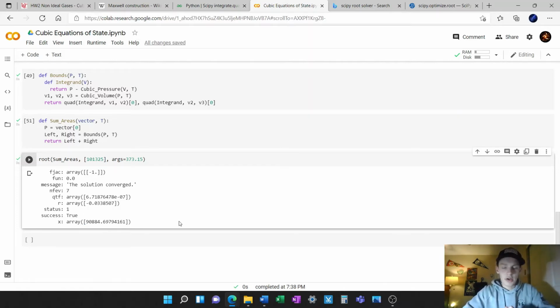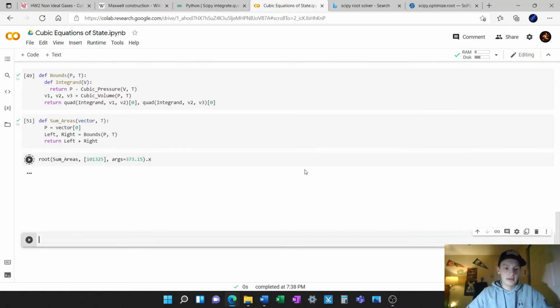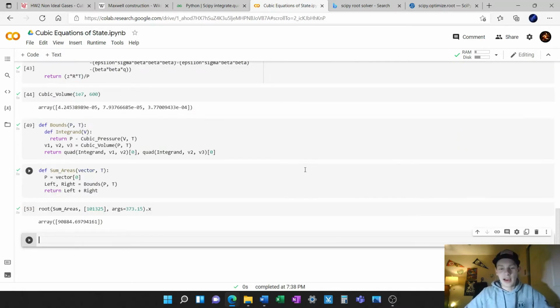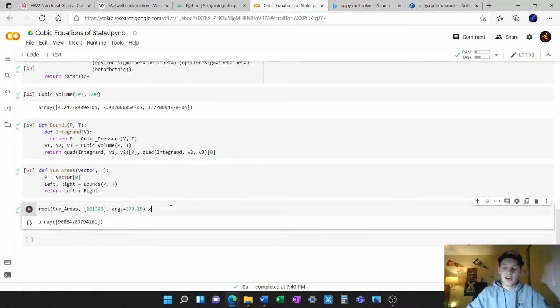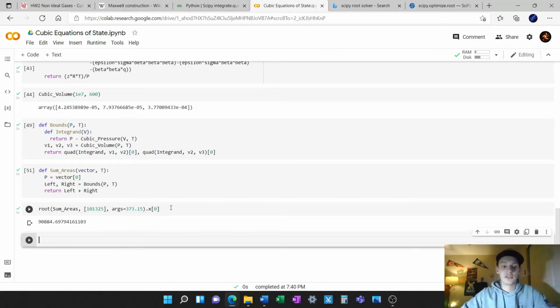But when we're going to use this root function, all we want is this value, and it's stored in a 1x1 array, and it's stored under X. And we know that we use .x, right? Now, it's in an array, and the way to get that out is we index it, right? And it's only one value, so the index 0. So that's what we're going to be using.